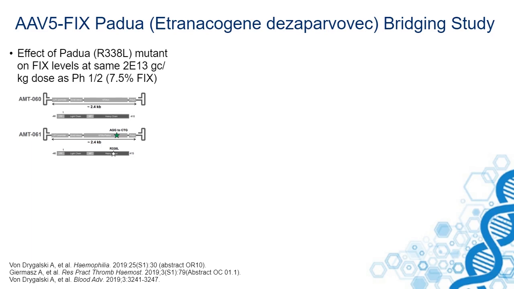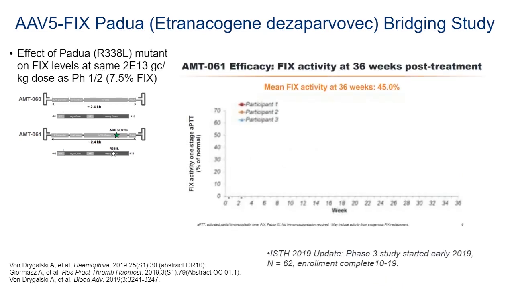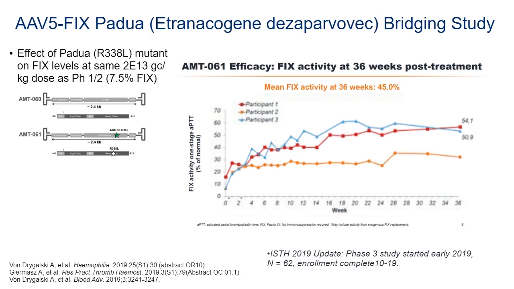If we look at the trials where there's persistent levels of 6%, those patients are not infusing, they're not bleeding. But we know from more recent trials that we can achieve higher levels. And so what they did was they took their vector and they added the Padua variant, and they infused that into 3 subjects, and results up to 36 weeks are shown here. And actually they have subsequently at ASH presented later data. And in these 3 participants, the mean factor 9 activity at 36 weeks was 45%.